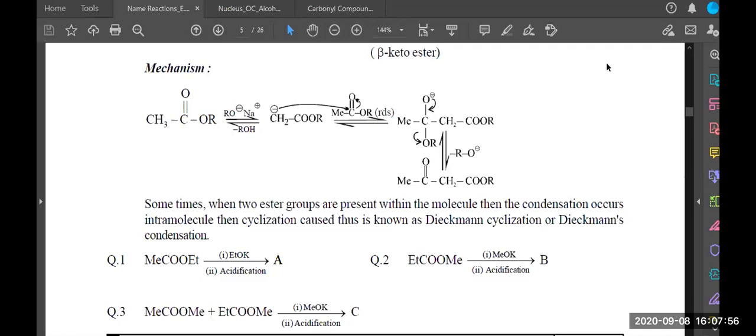Okay, let's solve one problem. I'll solve this third one. Now tell me, in the third one, which will be your nucleophile? This is A, this is B. Tell me, A or B, which will be your nucleophile?